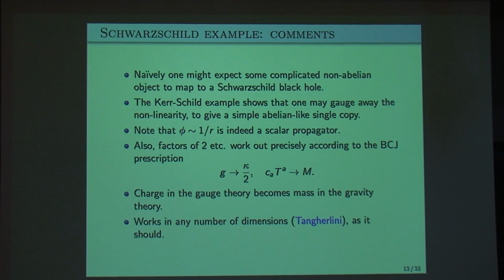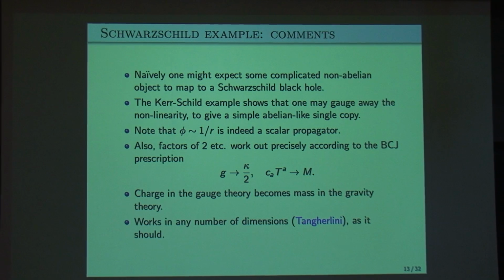Here it's saying that actually things are much simpler than that. Thought about in the right way, you can just take an abelian solution and that will map to the Schwarzschild black hole. Now that's not to say that there's also a non-abelian thing that would map to the same thing, and that's because information gets lost when you do the double copy. So you strip off the colour factors, for example. But it does mean if you had some non-linear object in the gauge theory, you could presumably just gauge away that complication to leave you with an abelian-like result.